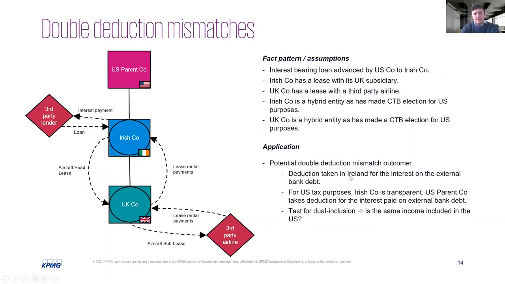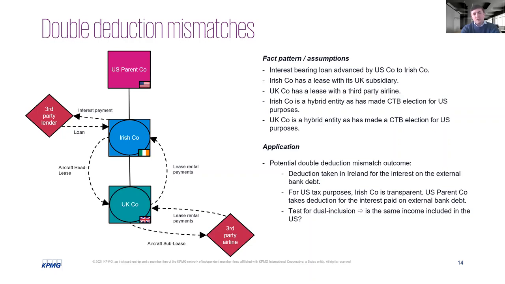Move on to the next example. So this example is quite similar. There's just a variation on how the aircraft is leased. So the US parent company owns an Irish subsidiary which owns the aircraft, and that Irish subsidiary then leases the aircraft to a UK subsidiary which subleases the aircraft to the third-party airline.